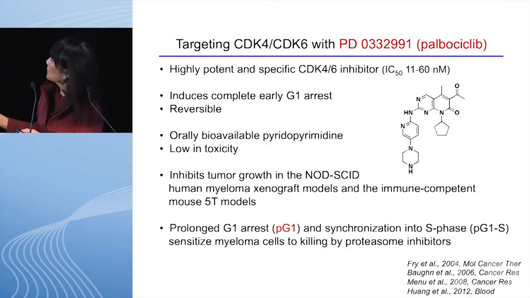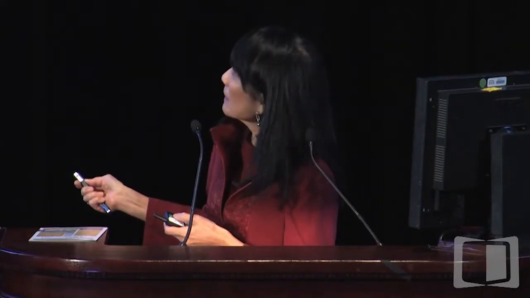So this is the molecule. I think by now many of you already know about this. It has a new name called palbociclib. It became available to us in early 2005, and we did most of the early work. So far, it's still the only specific CDK4/6 inhibitor, and it's reversible. It arrests cells in G1 in a very precise way, and this is an important point I'll get back to. The therapy is orally bioavailable and low in toxicity.